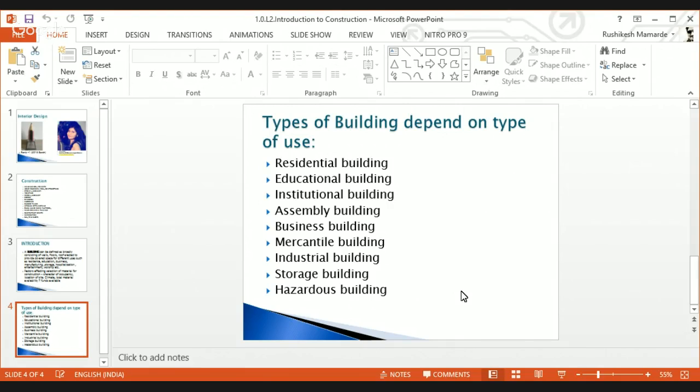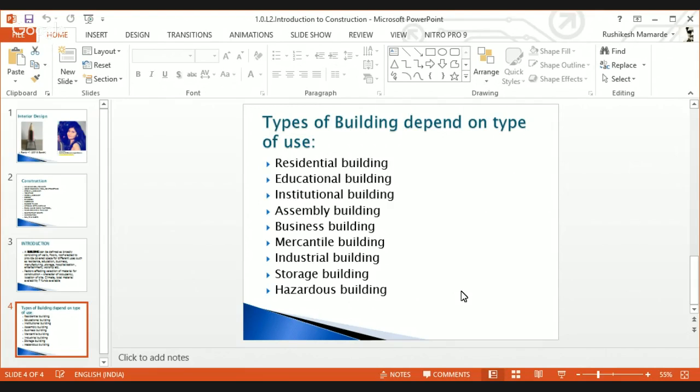Then the next is the institutional building. What are institutional buildings basically? These are buildings which include any building or part thereof which is used for purposes such as medical or other treatment or care of persons suffering from physical or mental illness or disease, care of infants, for penal or detention purposes in which the liberty of the inmates is restricted, and also convalescence of aged persons is covered in this institutional building.